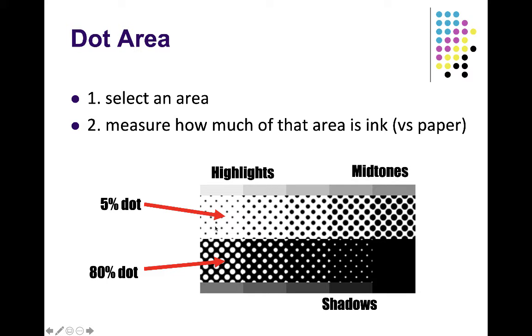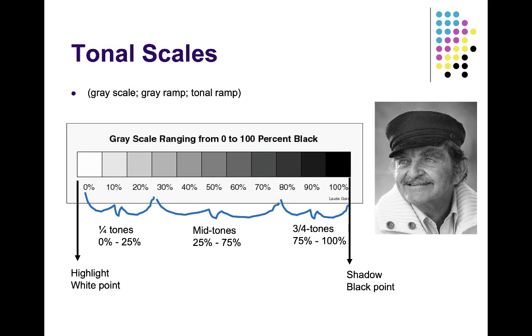For example, this area is covered 5% with ink, so it's a 5% dot, whereas this area is 80% covered with ink, 20% paper, and therefore is an 80% dot. We have instruments that will measure dot area, and this becomes an extremely important quality component when controlling tones with print processes.